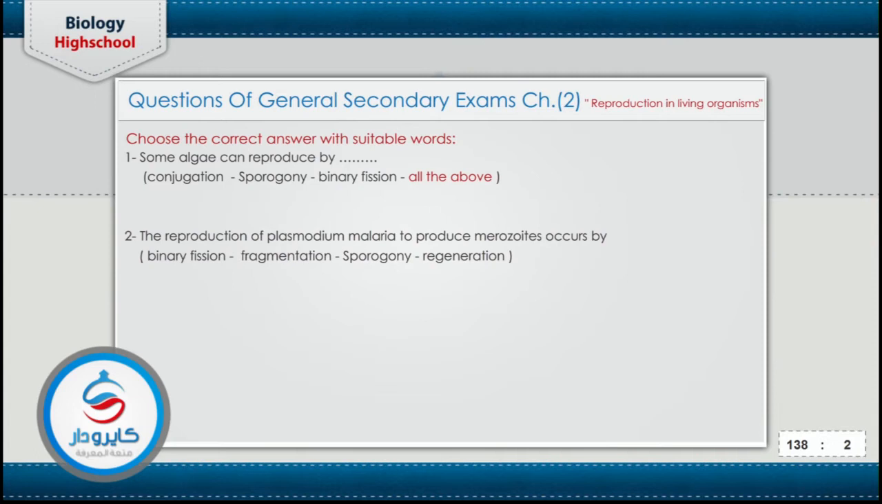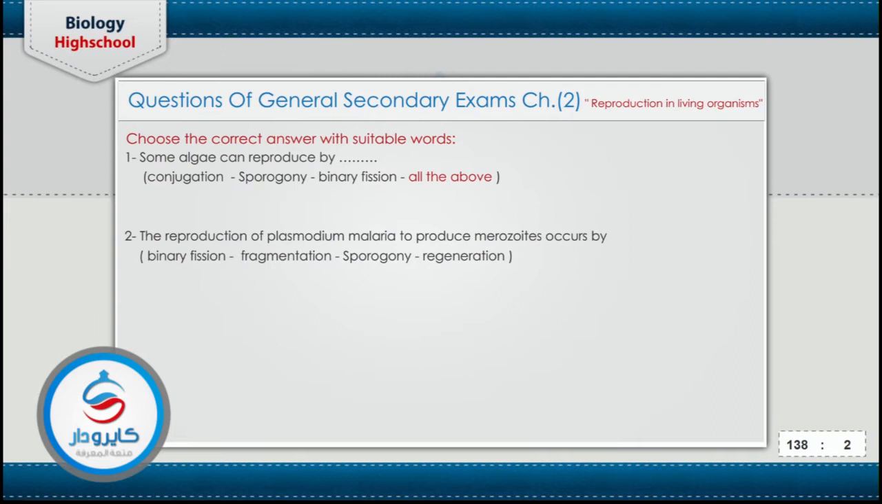Choose the correct answer. Some algae can reproduce by dots, conjugation, sporogony, binary fission, all the previous. We understand that the right answer is all the previous, because the Spirogyra algae reproduce by conjugation, and also a great number of algae can reproduce by the presence of spores, and the Spirogyra also can divide by binary fission during the favorable or suitable conditions, and by conjugation during the unsuitable or unfavorable conditions. So the answer is all the previous.